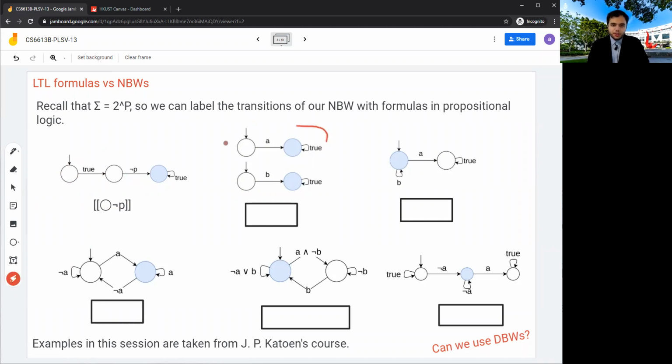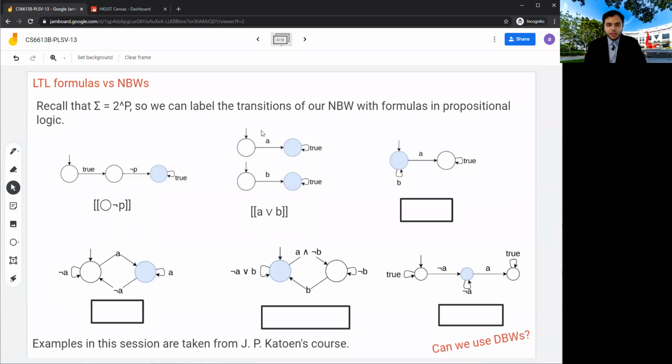Now let's do it for this automaton. This is actually the union of two different automata. These are both my initial vertices. So what is the formula that is equivalent to this automaton? Yes, the answers in chat are correct. So it's A or B.